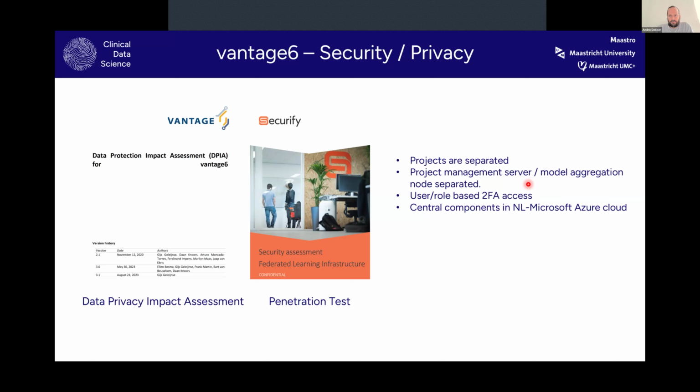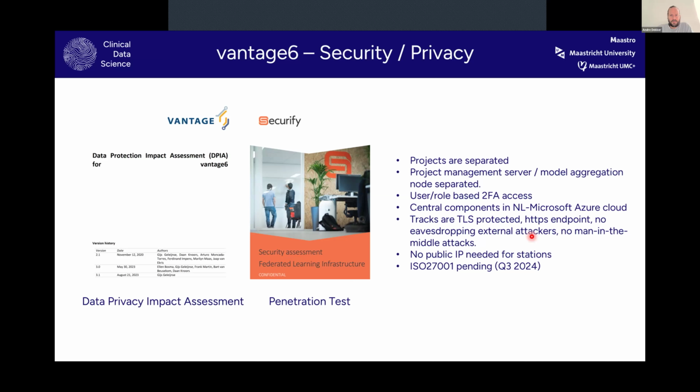User role-based access authorization. We work in the Azure cloud, but now someone else wants to host something in the Google cloud, and we're going to help them do that. So it depends on how you want that. Tracks are protected, obviously, with encryption. You don't need a public IP. This is actually quite important.